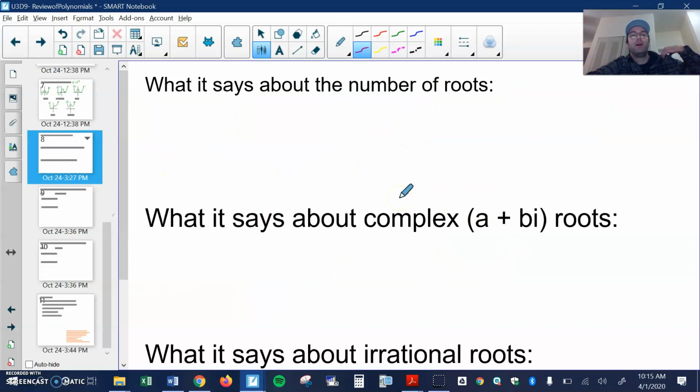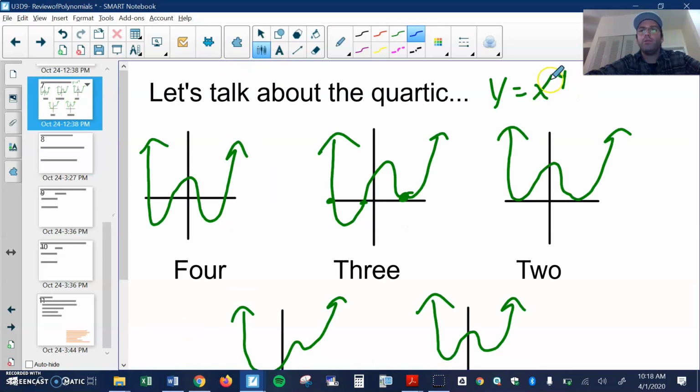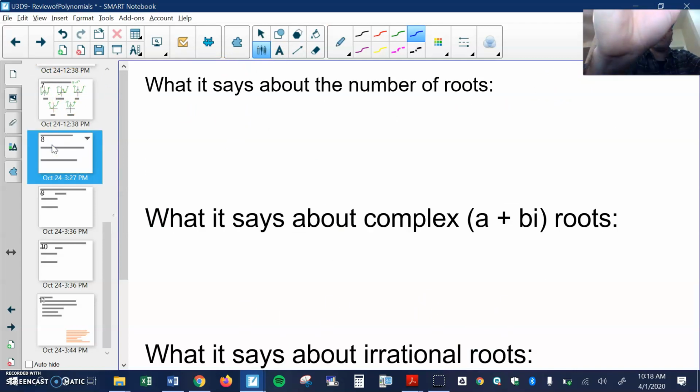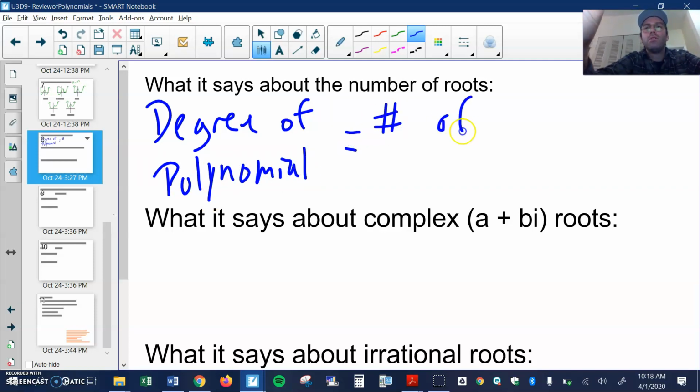So what does this say about the number of roots? Meaning our degree, the degree of the polynomial, is equal to the number of possible roots.